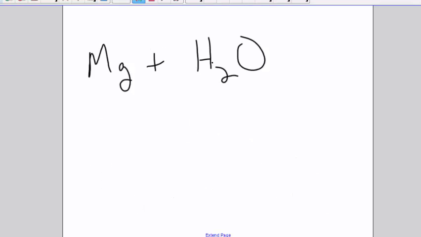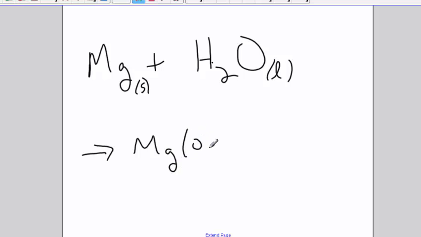Next example, magnesium plus water. This is solid magnesium. It has no charge. I know we're used to thinking of Mg as 2+. But remember, everything I encounter in the world is neutral. So magnesium solid is just Mg. Don't put a charge on it. And water, of course, is also covalent. Water, liquid. Now, when this reacts, it's going to form magnesium hydroxide and hydrogen gas.